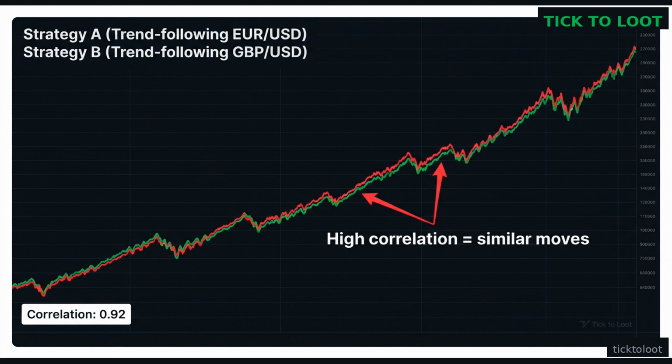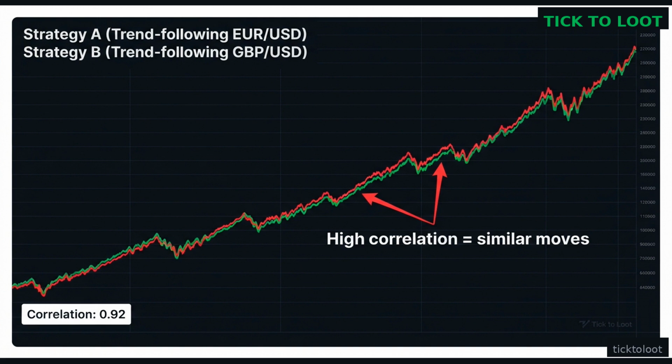First, let's define correlation in plain English. Correlation measures how much two things move together. A correlation of +1 means they move exactly the same way, 0 means no relationship, and -1 means they move in opposite directions. In trading, we often look at the daily returns of two algorithms and calculate a correlation coefficient.